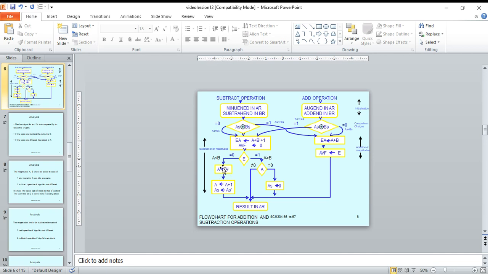So for that, we have to give the sign of a to whatever result we get here, which is in the 2's complement form. So once again we have to convert it into the original result.